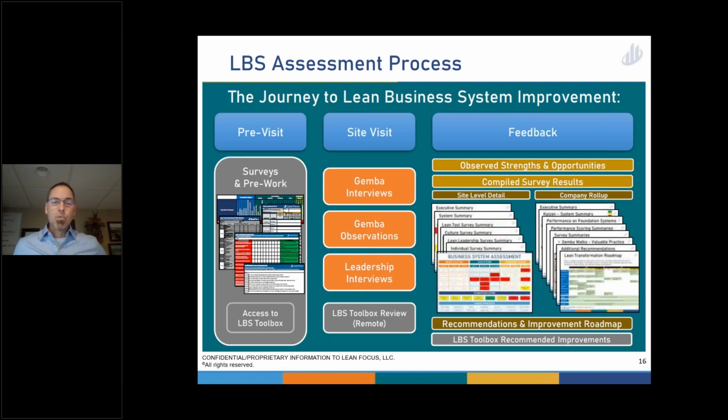And then once we get to the site, we go to Gemba. We make some observations. We'll talk to people at all levels, associates, team leads, supervisors, support staff as well. And we'll learn some things. And then we'll keep going back. We'll keep digging into what we see and what we hear.